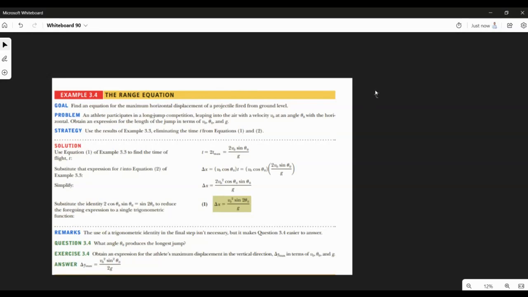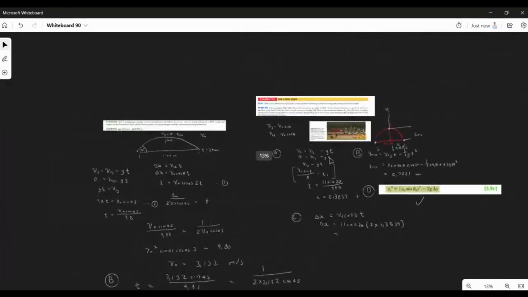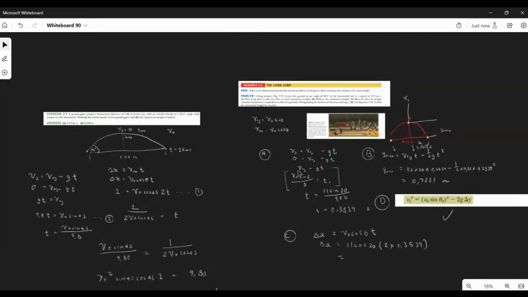If we want to find the maximum horizontal displacement, we are aware that, obviously, we talk about a projectile being fired. The total time is 2 times T max, and T max is the one for the height. What we found in the other one was V0 sine theta over G. Again, this part is coming from this T max over here. Same thing.